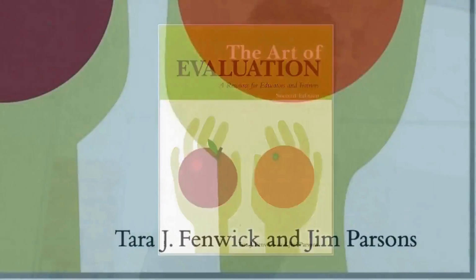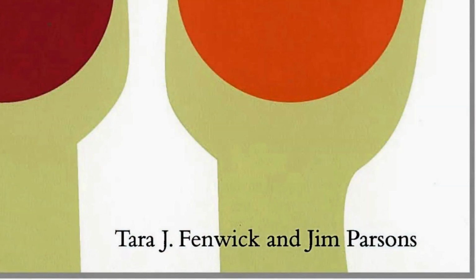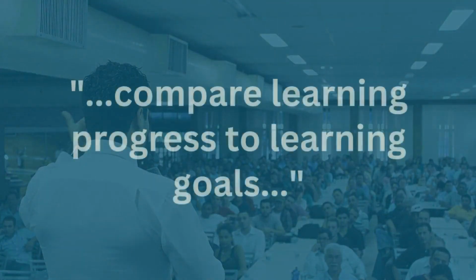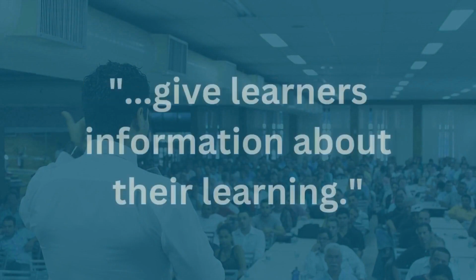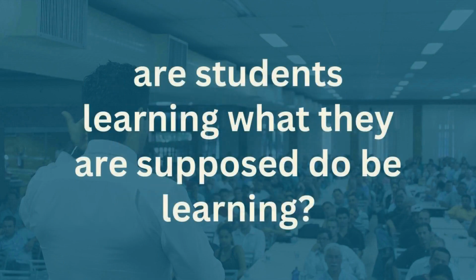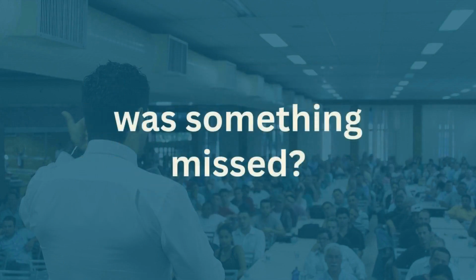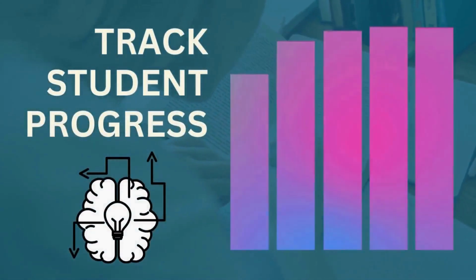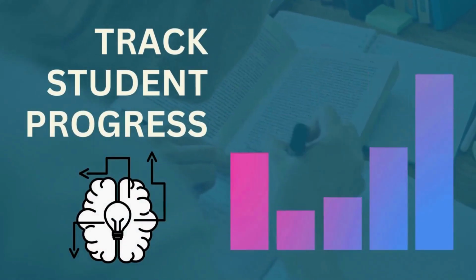According to The Art of Evaluation by Fenwick and Parson, the most common purpose of evaluation is to compare learning progress to learning goals. It is to help students make decisions about how they should proceed. Do you need more study, more practice in a certain area? It is also to monitor an individual student's progress along the learning journey.